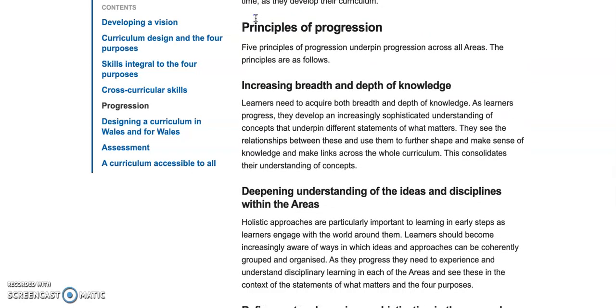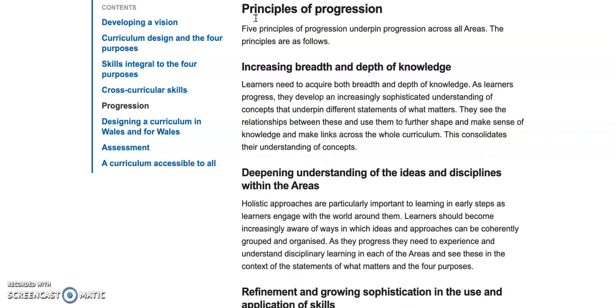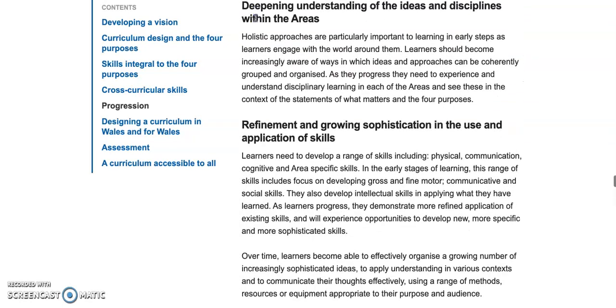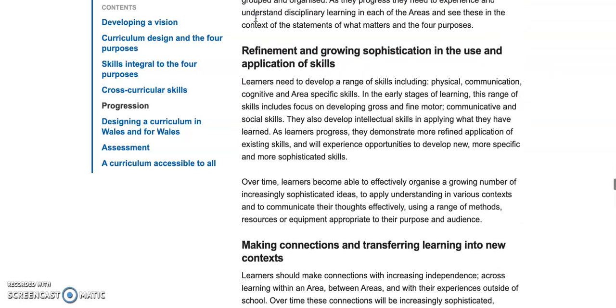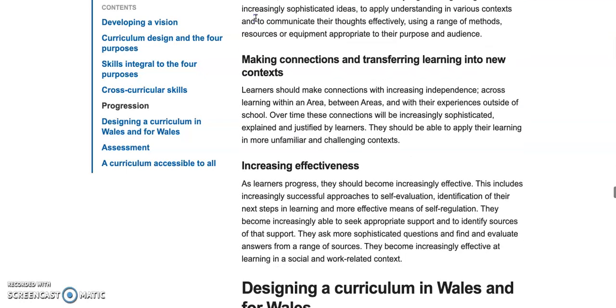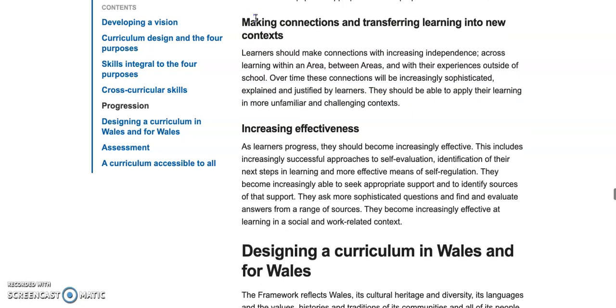It talks through the 5 principles of progression, which are covered later in this professional learning session, but the increased breadth and depth of knowledge, the deepening understanding of the areas and disciplines within the areas of learning, the refining and growing sophistication in the use of the application of skills, and the making connections and transferring learning into new contexts, and the increasing effectiveness as a learner. So those are the 5 principles of progression that underpin the progression in the 5 areas of learning and experience, so are common across the whole curriculum framework.